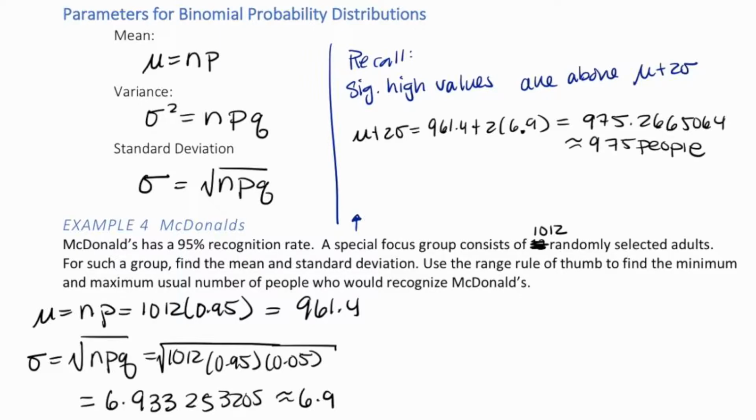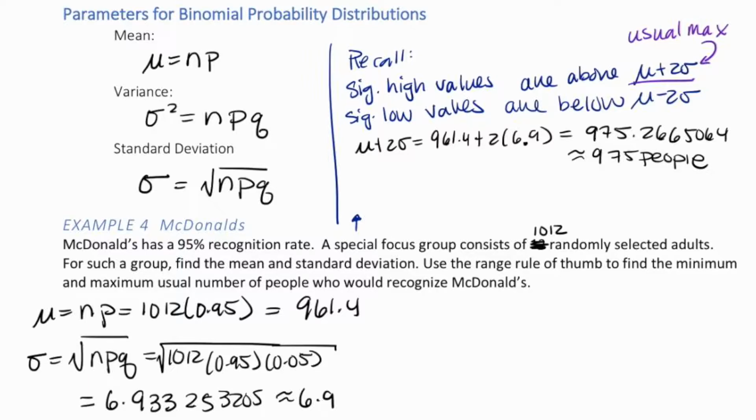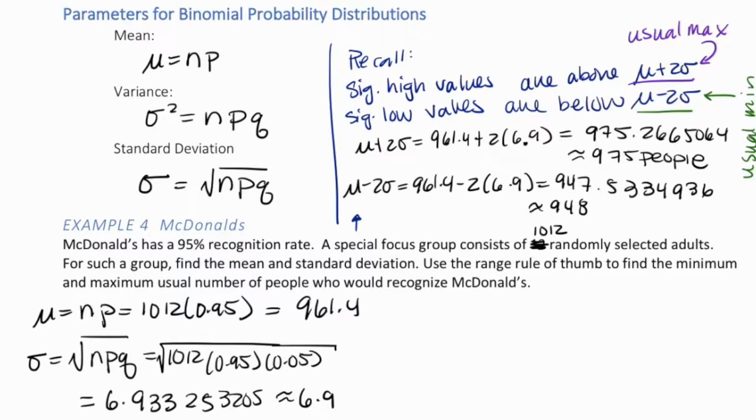And what about significantly low values? So 2 standard deviations below the mean. So this one here is our usual max, and this one here is our usual min. So let's compute. Now, why did I round to whole numbers? Because people do not come in decimals. People are whole numbers.